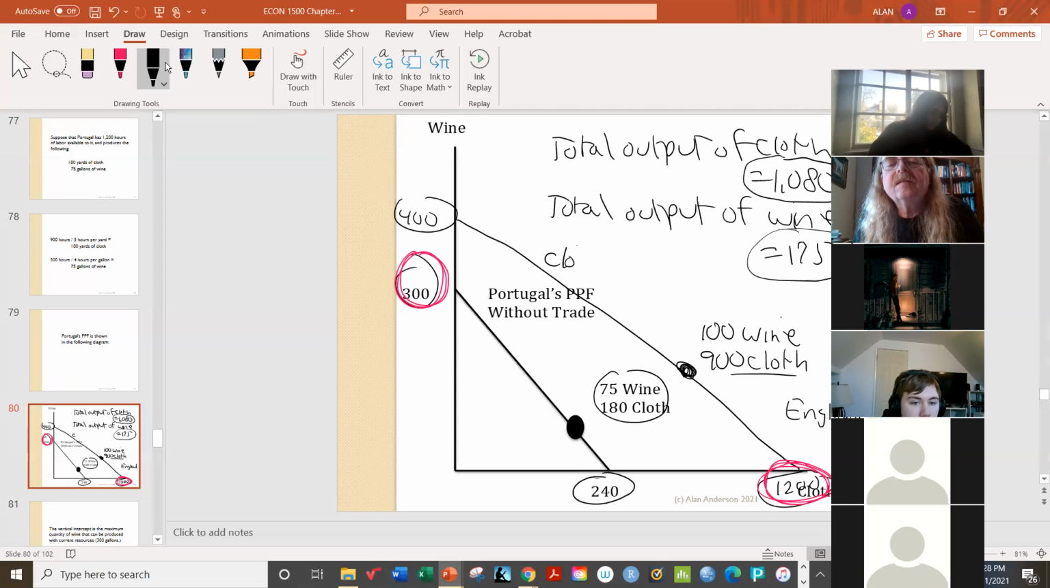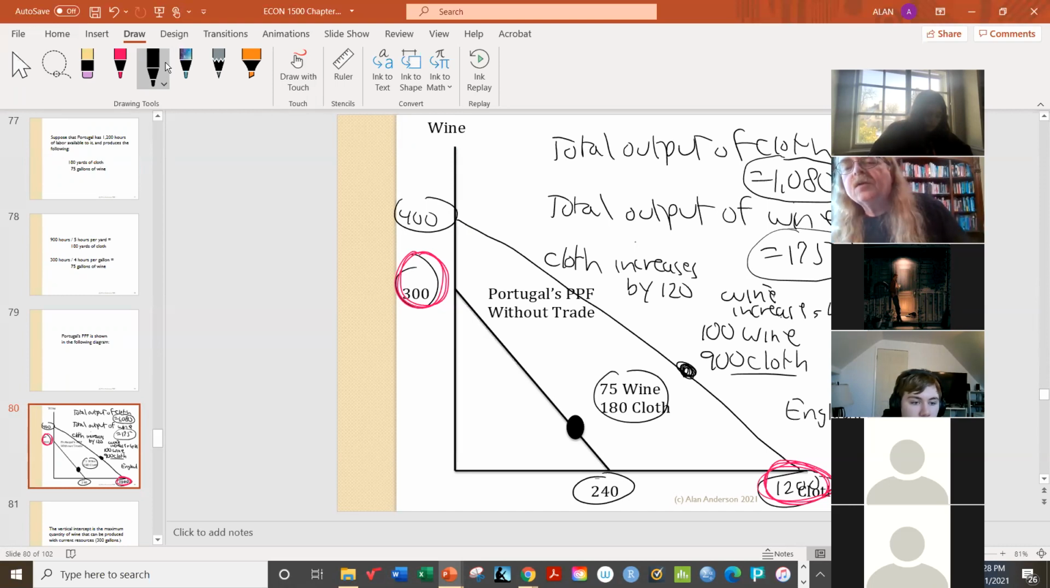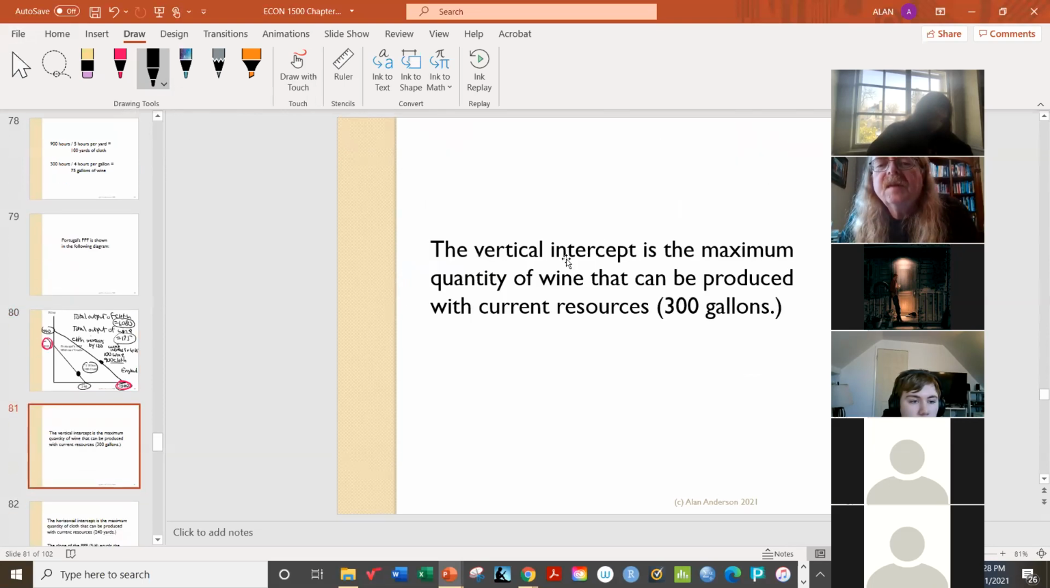So you can see already the specialization that the two countries will undertake will increase the cloth by 120, and the wine increases by 125. So everybody's happy now. All they have to do is work out a deal in which they trade their surplus for each other in such a way that both countries end up with more of both, more wine and more cloth. And certainly we can do that because the output is so much larger now. So let's see how that works.